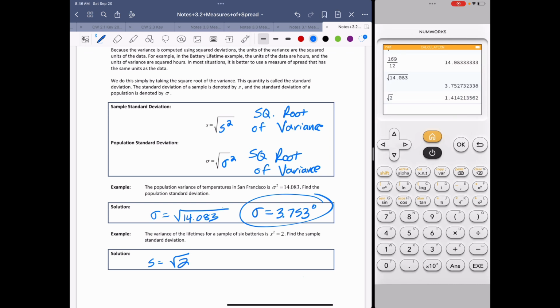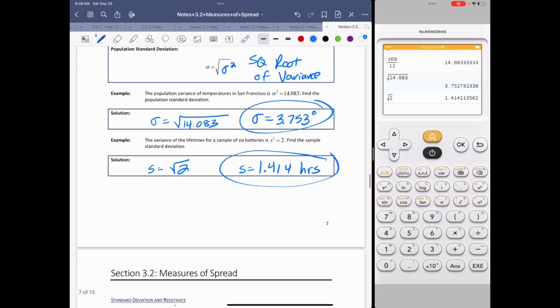And I'm going to get this. I'm going to get 1.414. And this is hours. All right, so I expect my battery to last 4 hours. However, this could vary by about 1.5 hours. That's what that means. It's how far the data is from the mean.